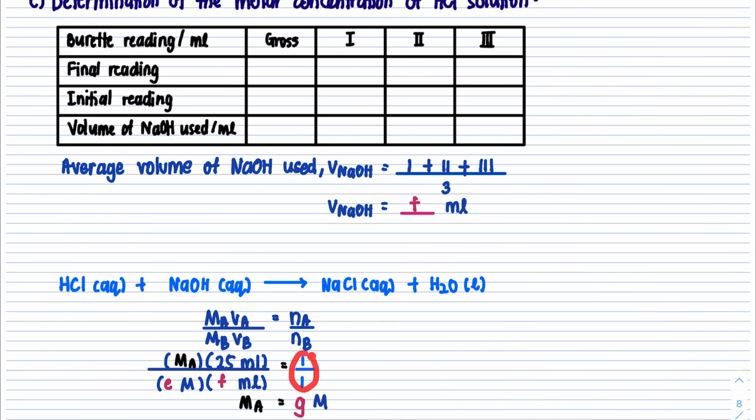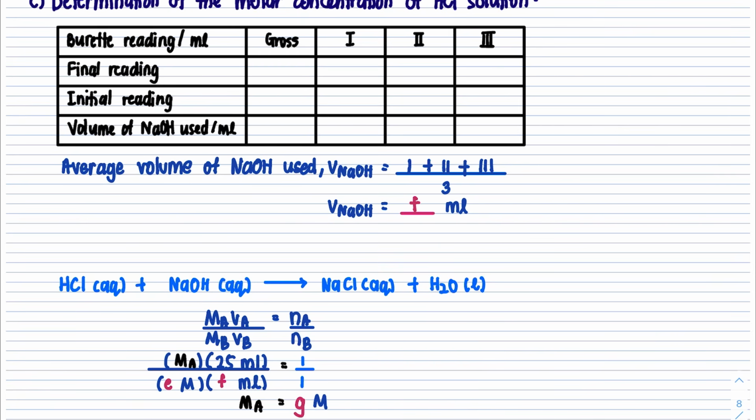Here, why is the ratio 1 to 1? Because the number of moles of acid divided by the number of moles of base is a 1 to 1 ratio. Then you will get the molarity of your acid. So that is the concentration of HCl solution.